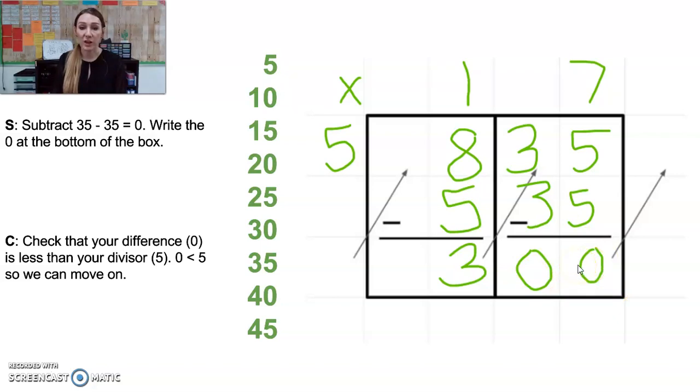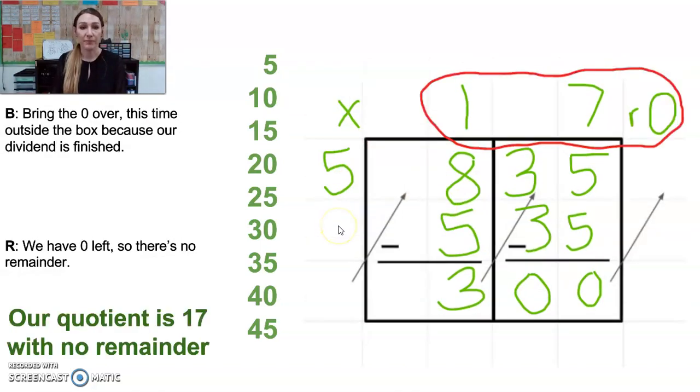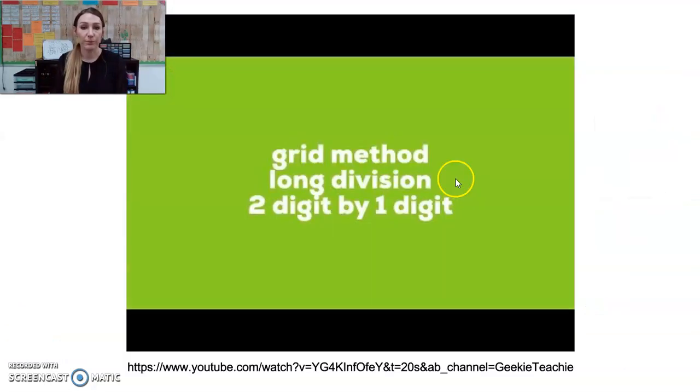And then I'm going to check, is my difference smaller than the divisor? If it is, I can move on to the next step. So I can bring this 0 up and write a remainder as 0. However, if I have nothing left over, it's not really necessary that I write a remainder 0 because my quotient is simply 17. So you could write it either way. You could write quotient equals 17 or 17 with a remainder of 0.